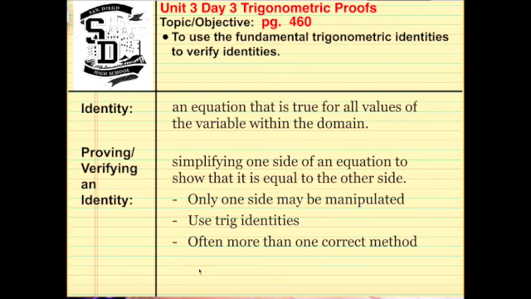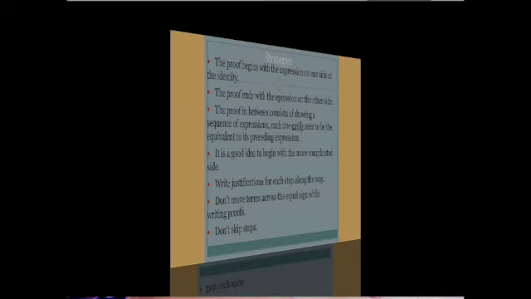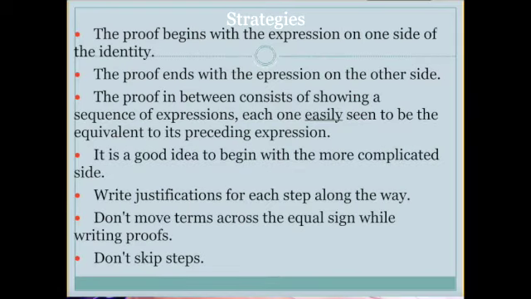And there's often more than one correct method to do this. So if you're working on proving or verifying an identity and your neighbor's working on proving or verifying an identity, you might go about it in two completely different ways and still end up proving the identity. And that's all right. So here are some strategies that I like to use when I'm verifying trigonometric identities.